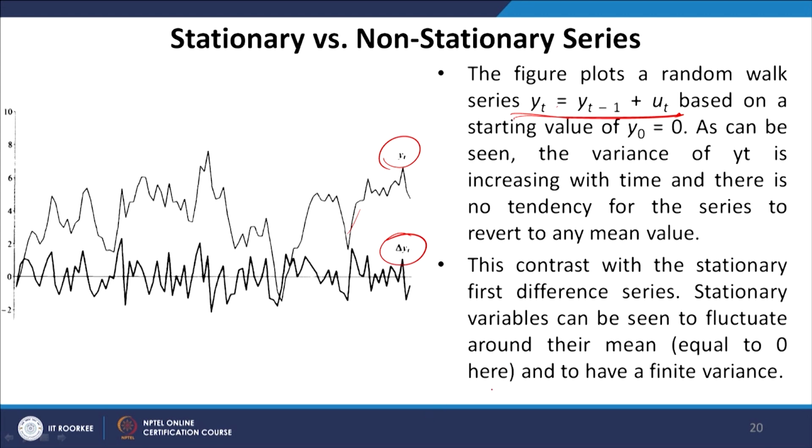So, this is in contrast with the stationary first differenced series. Stationary variables can be seen to fluctuate around their mean, which is equal to 0 here in this case, because expected value of ut is equal to 0 and it has a finite variance. So, you do not observe the series to deviate much over a period of time from its mean value, the deviation remains constant. So, that is primarily about the non-stationary series, what kind of problem it poses, and how we can take care of non-stationarity. So far that has been discussed.